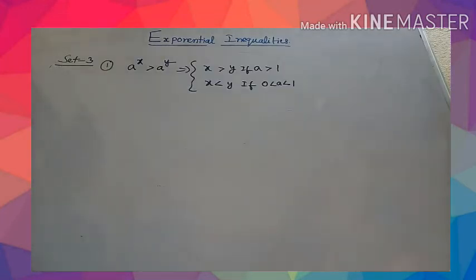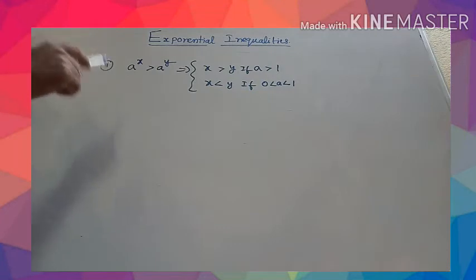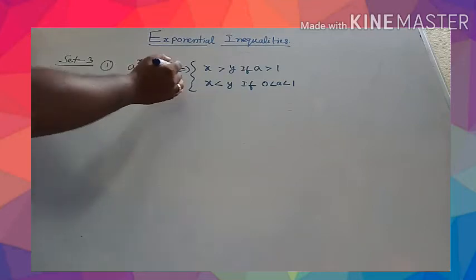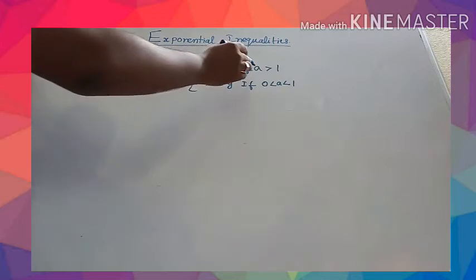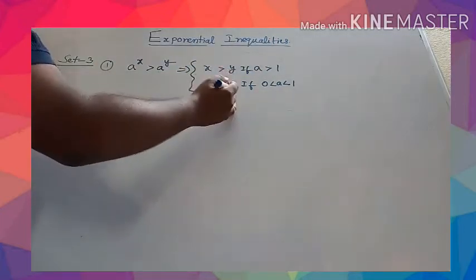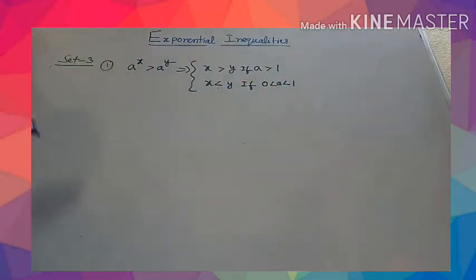Now we have set 3. These results are very important while we are doing these exponential inequalities problems, right? See, the first one: a power x is greater than a power y. That implies that x is greater than y if a is greater than 1, right? And x is less than y if a lies between 0 and 1. Let us illustrate this with some numbers, then you will get a very clear understanding of it.